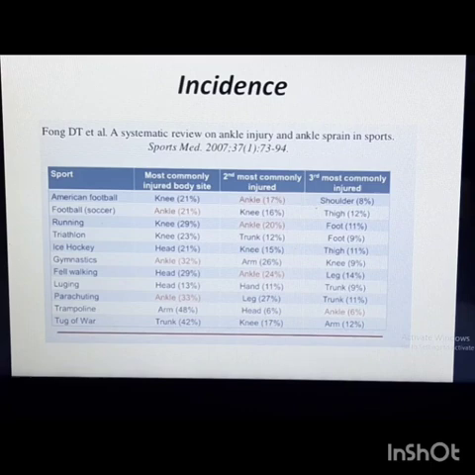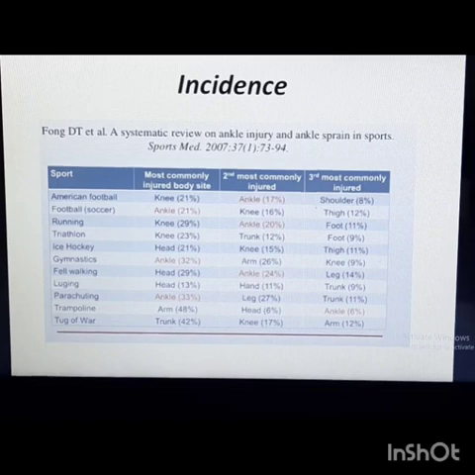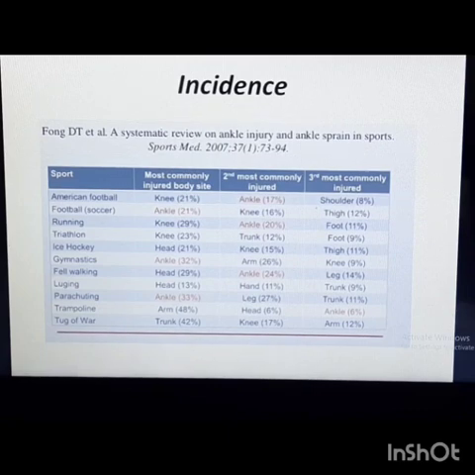Regarding incidence, as you can see, one journal report, a systematic review of ankle injury in all sports, says that in football, that is soccer, 21% of all injuries are to the ankle. The most commonly injured body site in football is the ankle, followed by the knee, followed by the thigh. So it's a good percentage of injury, and one of the most common injuries currently happening in soccer.